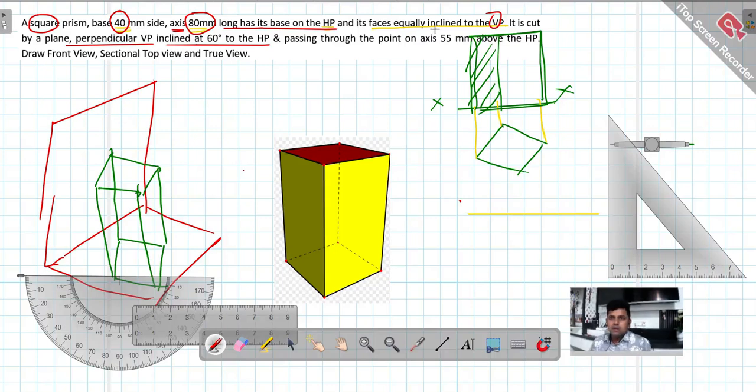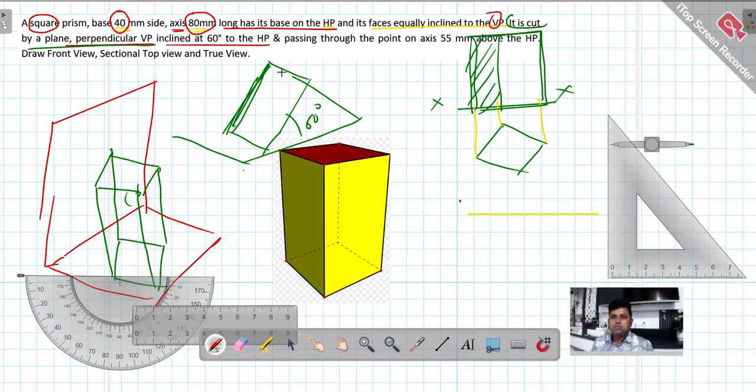Now it is cut by a plane perpendicular to VP. Okay, so there is a plane. Let us say this is a cutting plane. See, this is a sharp knife here. It is going to cut this particular prism, which is inclined at 60 degrees to the HP. See, this is your horizontal plane. This is your HP. Similarly, this is your HP. Okay, it will cut the prism at 90 degrees to VP and 60 degrees inclined to HP.